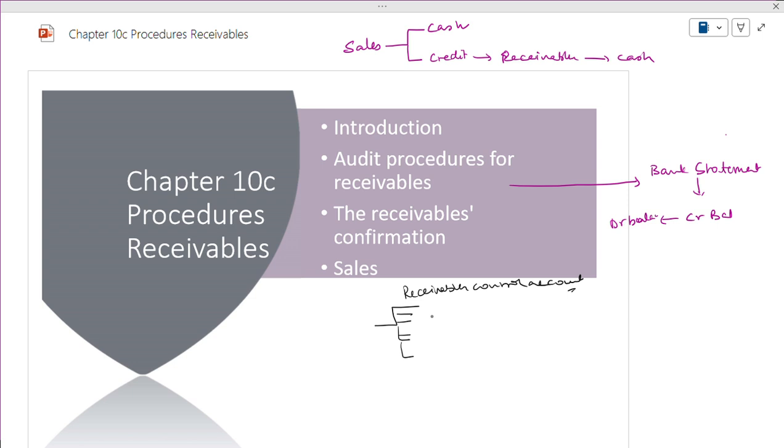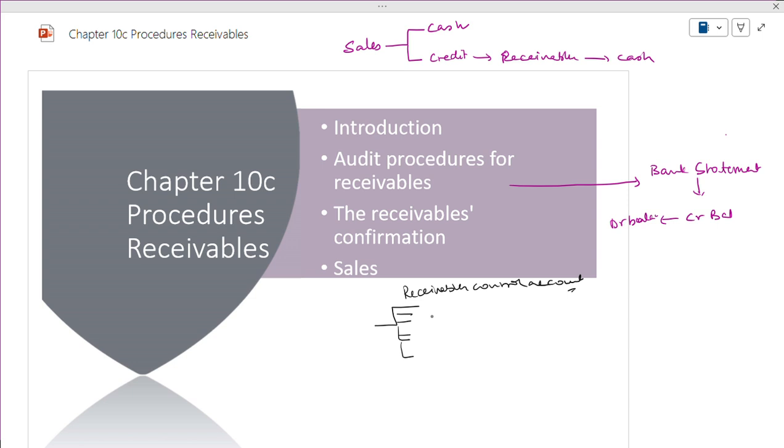At the end of the month, how much we have sold, and how much we are receiving. We have done receivables collection period in terms of days, or receivables turnover in terms of times.